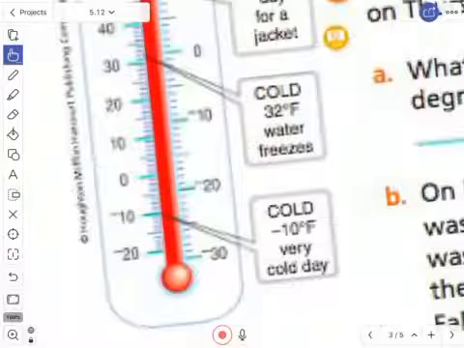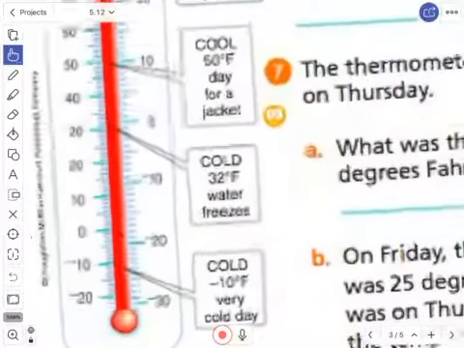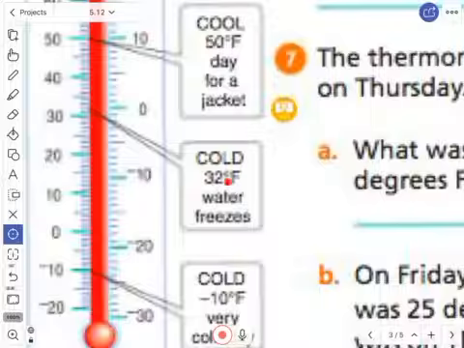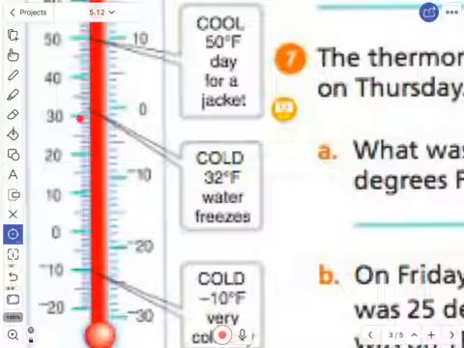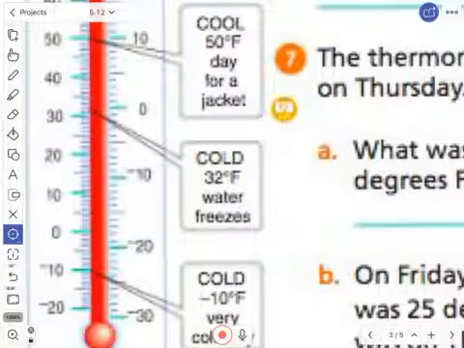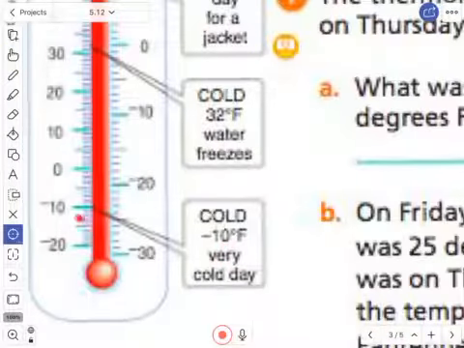Now you're going to notice next to it are a bunch of these bubbles. One of the things that they have is cold. 32 degrees, that's when water freezes. So on the Fahrenheit side, there's 30, 31, 32. At 32 degrees, that's when water freezes. Getting really cold. I am glad we're past these days now. When we get down to -10, that's a very cold day.